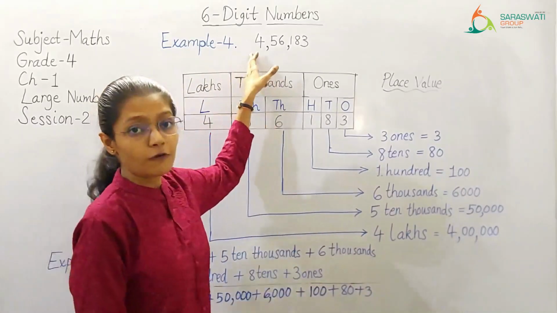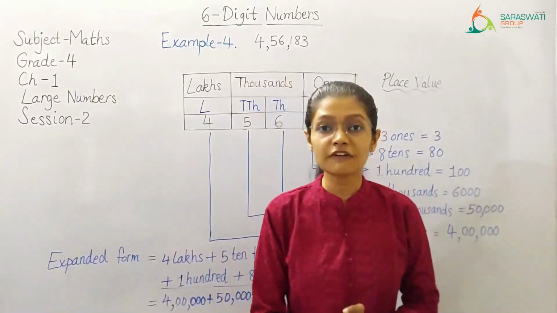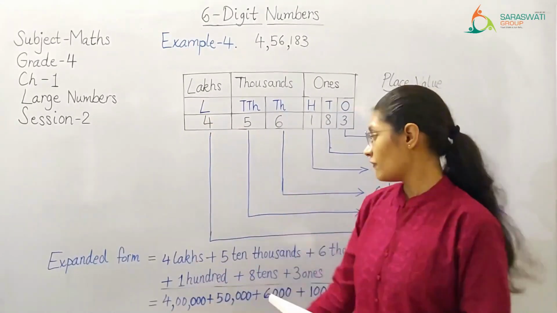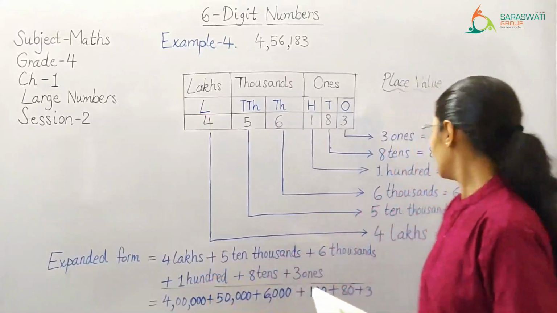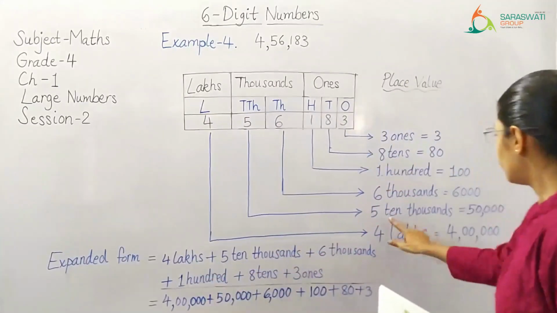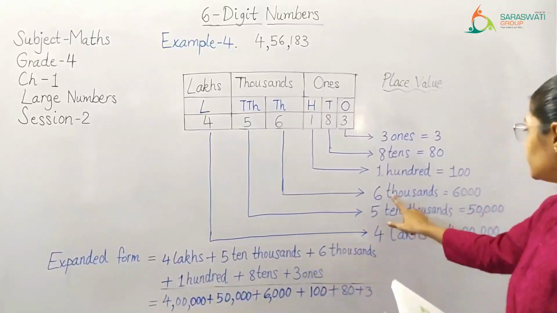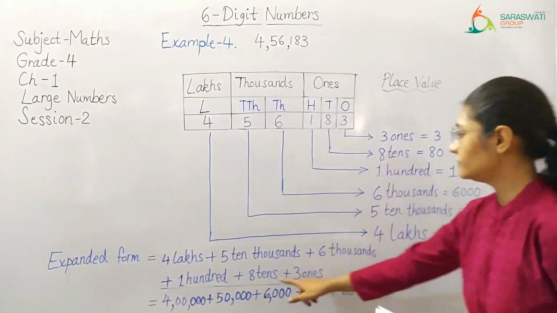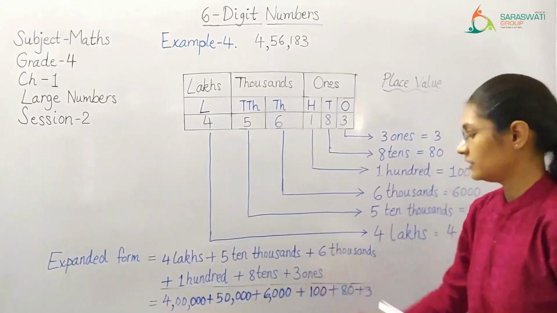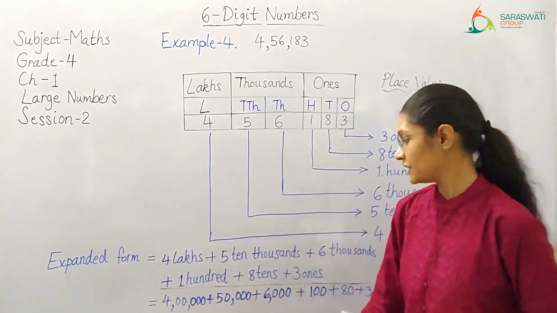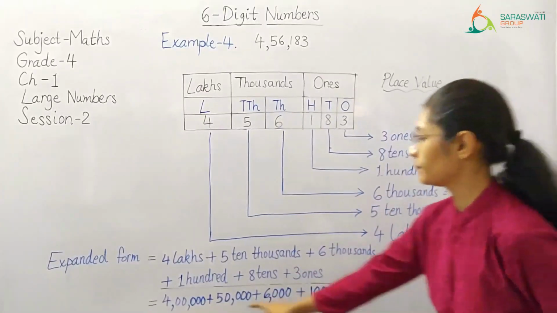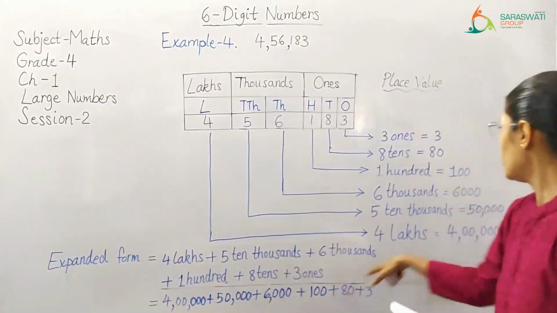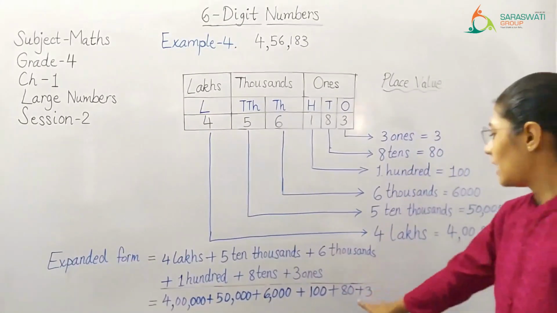Now the expanded form of this number is the sum of the place values of each of the digit. So we should always begin from the leftmost digit. Now in the form of words, the expanded form will be 4 lakhs add 5 ten thousands add 6 thousands add 100 add 8 tens add 3 ones. And in the form of sum of numerals, it will be 4 lakh add 50,000 add 6,000 add 100 add 80 add 3.